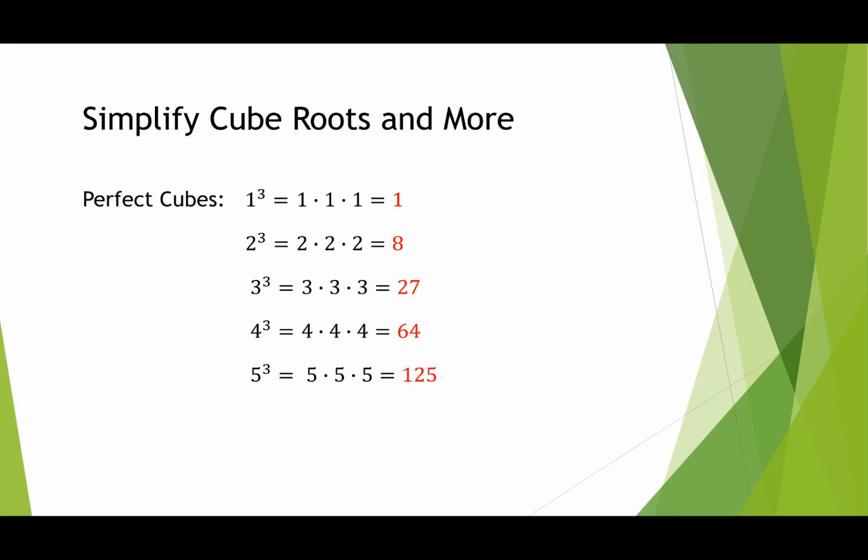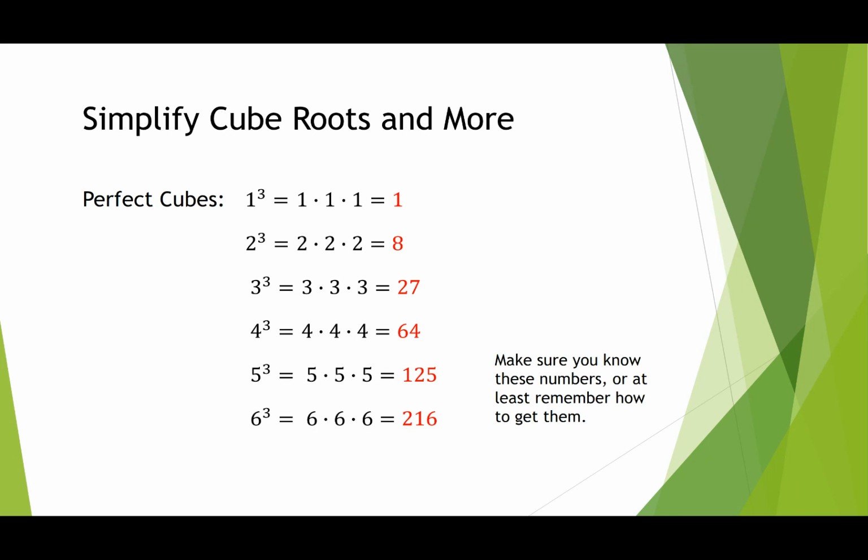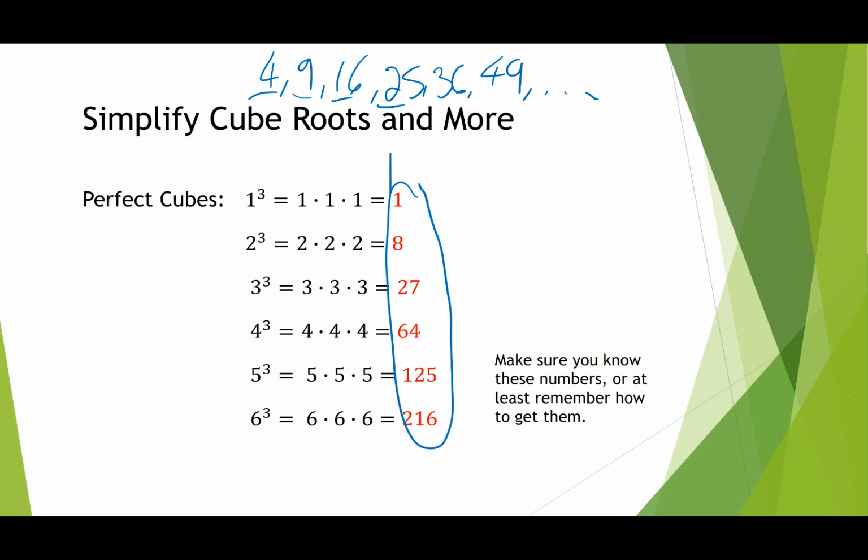Okay, so you know how we've written down our list of perfect squares in the past. Perfect squares, we know, are 4, 9, 16, 25, 36, 49, etc., right? Because 2 times 2, 3 times 3, 4 times 4, 5 times 5, etc. We want to get used to our perfect cubes. We don't have to know them as well, but we at least want to know how to find them if we ever needed them. So 1, 8, 27, 64, 125, 216. That list goes on, but these are perfect cubes. We want to at least be able to recognize them when we see them.